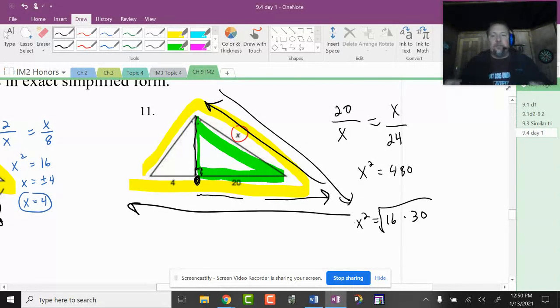Beep, boop, beep, boop, beep, boop. Trying to find the perfect square. And I know 30 is not good because 3 times 10 is 3 times 2 times 5. 30 has no perfect squares hidden in it. Square root of 16, though, is 4.